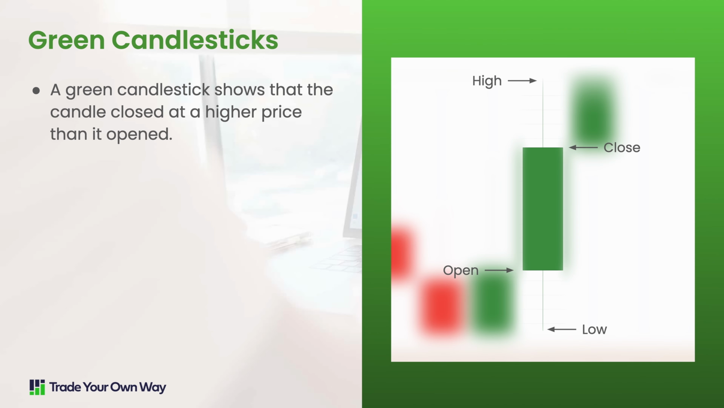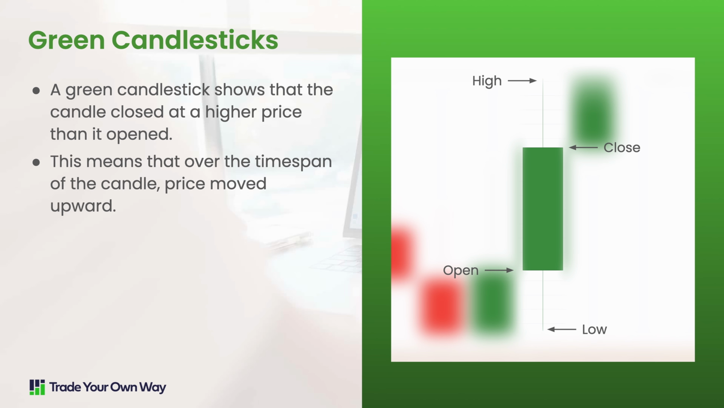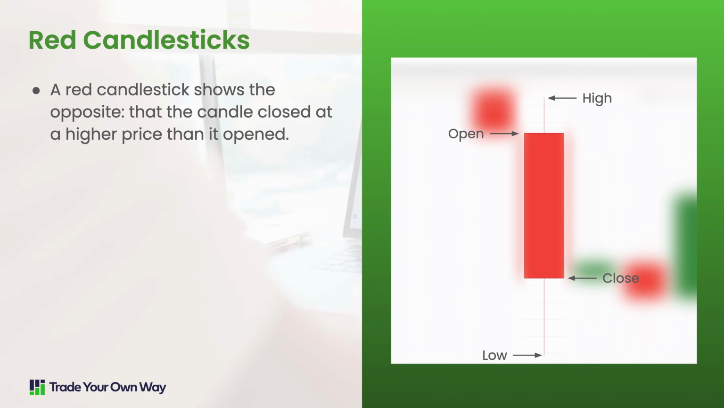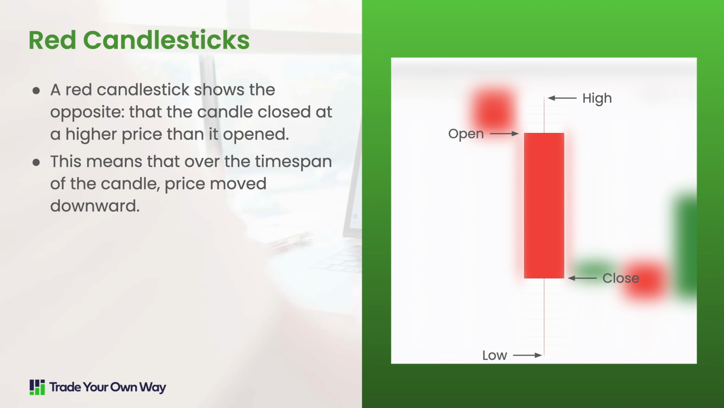A green candlestick shows us that the candle closed at a higher price than it opened. This means that over the time span of the candle, price moved upward. A red candlestick shows us the opposite, that the candle closed at a lower price than it opened. This means that over the time span of this candle, price moved downward.